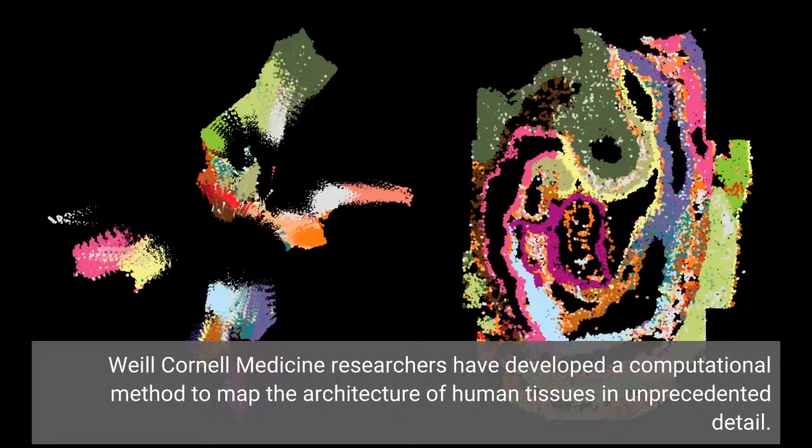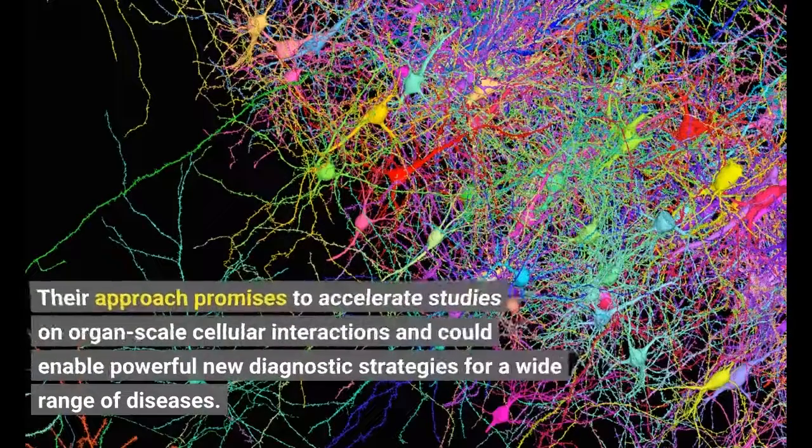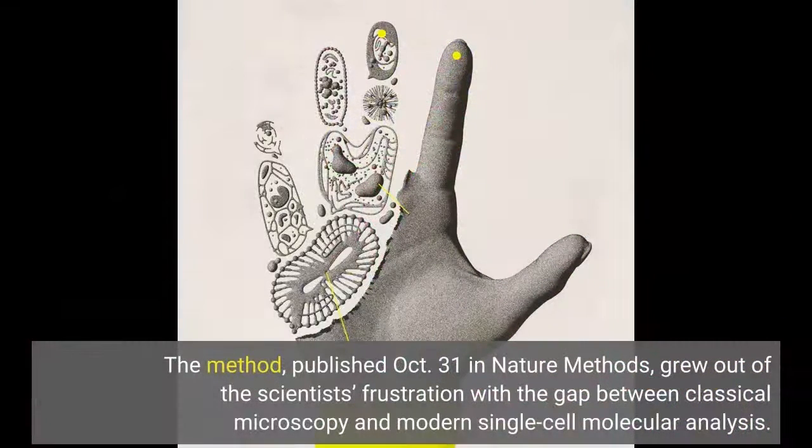Weill Cornell Medicine researchers have developed a computational method to map the architecture of human tissues in unprecedented detail. Their approach promises to accelerate studies on organ-scale cellular interactions and could enable powerful new diagnostic strategies for a wide range of diseases. The method, published October 31 in Nature Methods, grew out of the scientists' frustration with the gap between classical microscopy and modern single-cell molecular analysis.